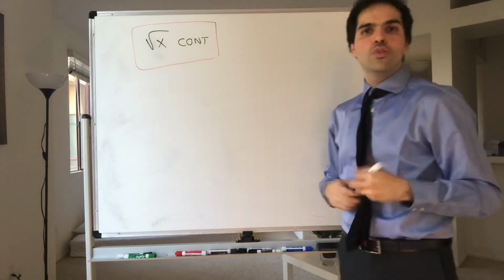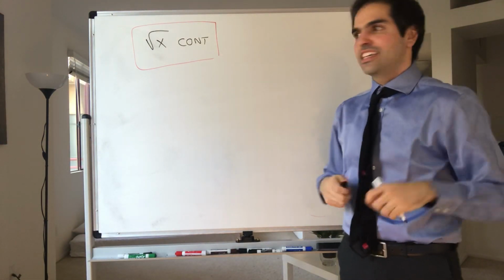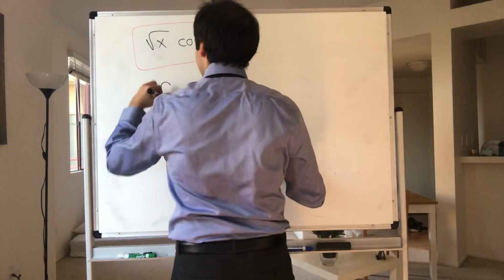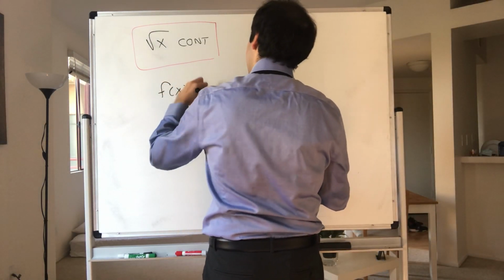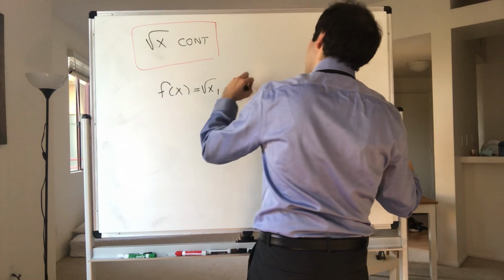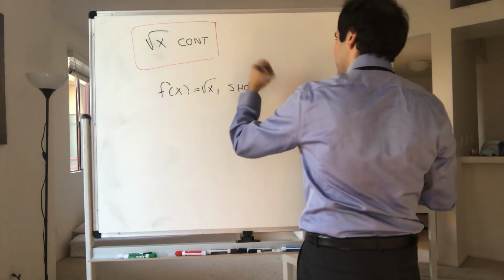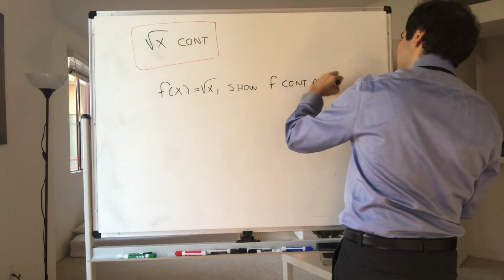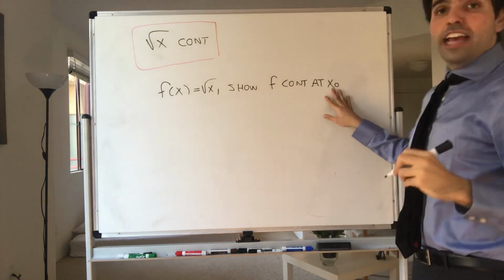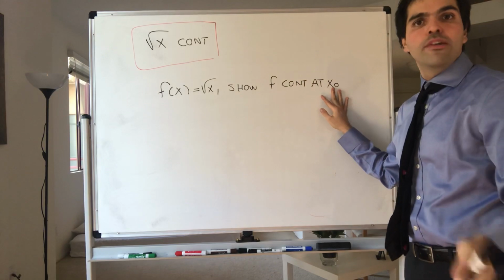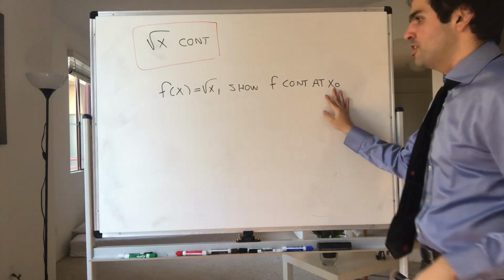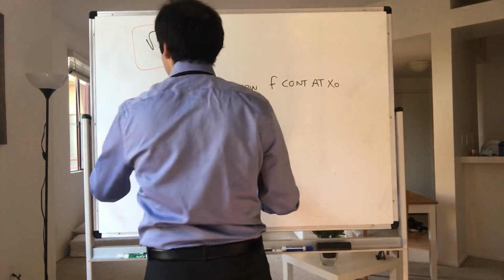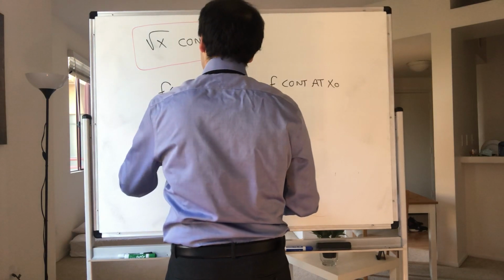And today I want to show that the function square root of x is continuous. So let f of x be square root of x, and let's show f is continuous at x naught. And the case x naught equals 0 is separate, and I'll deal with it at the end because it's much easier. So for now, let's assume x naught is positive.